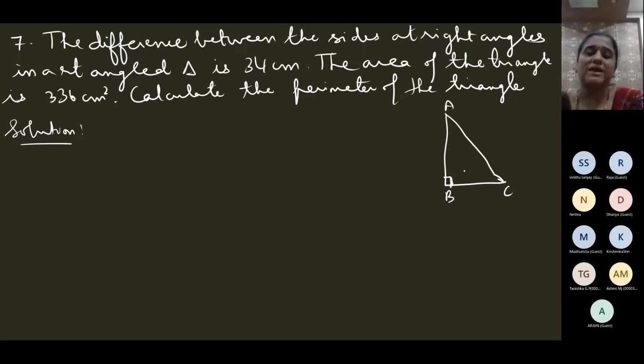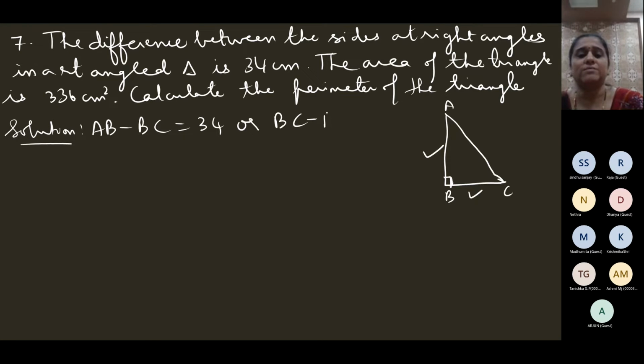You can write AB minus BC is 34, or BC minus AB is 34, because nothing specific is given. They're talking about this side and this side, the two sides at right angles. So you can write AB minus BC is equal to 34, or BC minus AB is equal to 34. Anything you can take. We'll do this one.